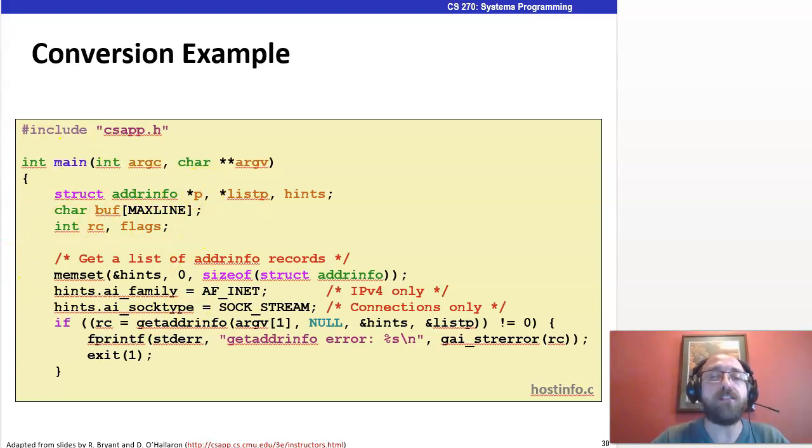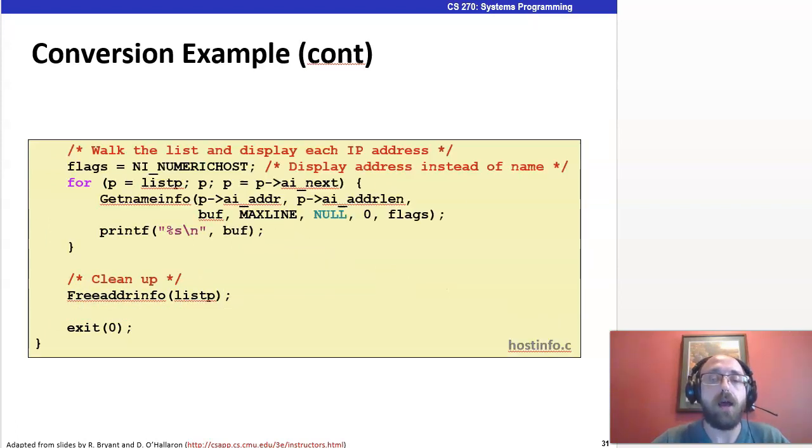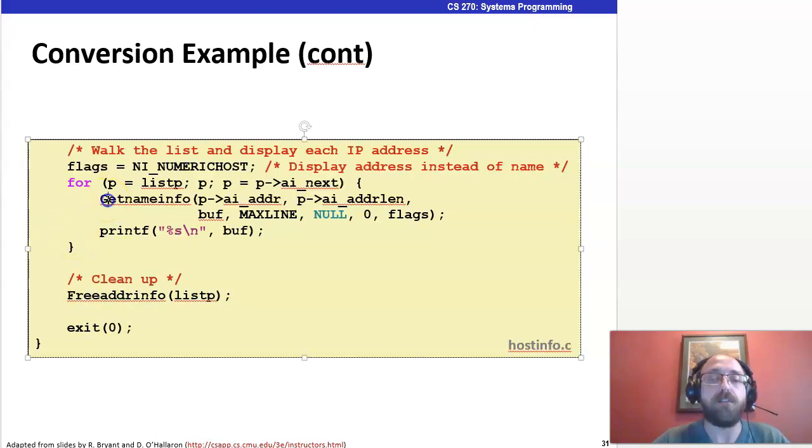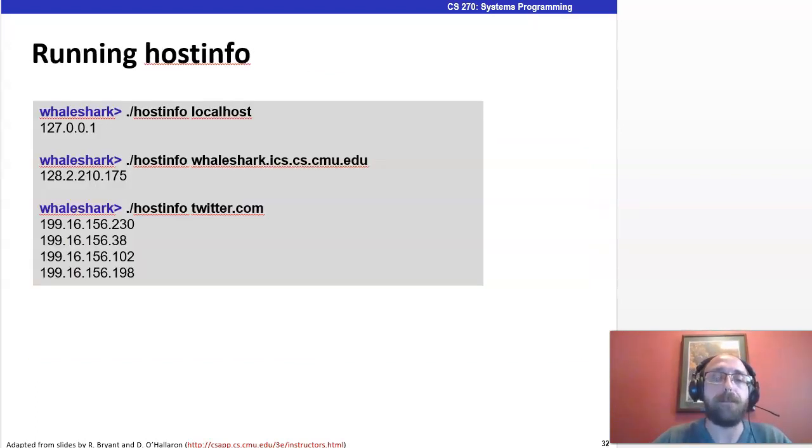So there is an example. You can find this in the lecture 16 code about how to use getaddrinfo and getnameinfo. Now you'll notice this uses Getnameinfo with a capital G. That's a wrapper function provided by the CSAPP library. Likewise, Freeaddrinfo is a wrapper function, and these wrapper functions are there to handle errors. If there's an error, it will report the error message and then terminate the program.